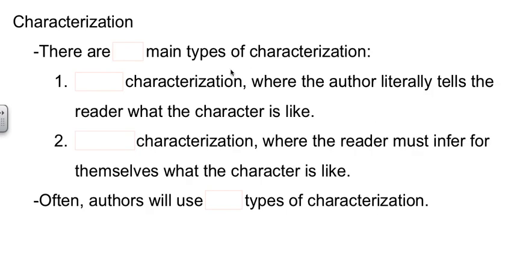The next thing we're going to talk about is characterization. There are two main types of characterization. The first one is direct characterization, where the author literally tells you what the character is like. And the second one is indirect characterization, where the reader must infer for themselves what the character is like. Both of these types are probably used in all of the books that you're reading, but the author is usually going to center on one more than the other. So you want to look at which one is more used in your story.